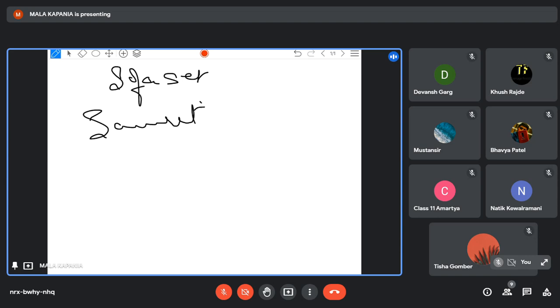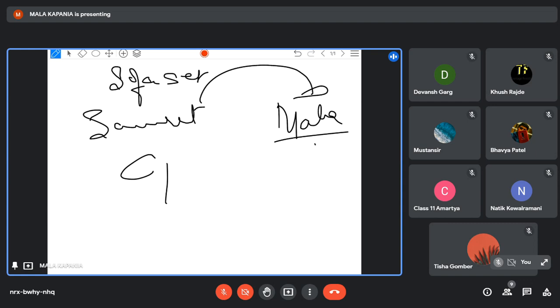And then, who is the second customer? It's Mala. I'm the second. So, customer one, customer two. This type of transaction which takes place between two customers, this is called C2C. Now, here, Samrit wanted to sell her sofa set. I contacted her through that same platform, that is OLX.